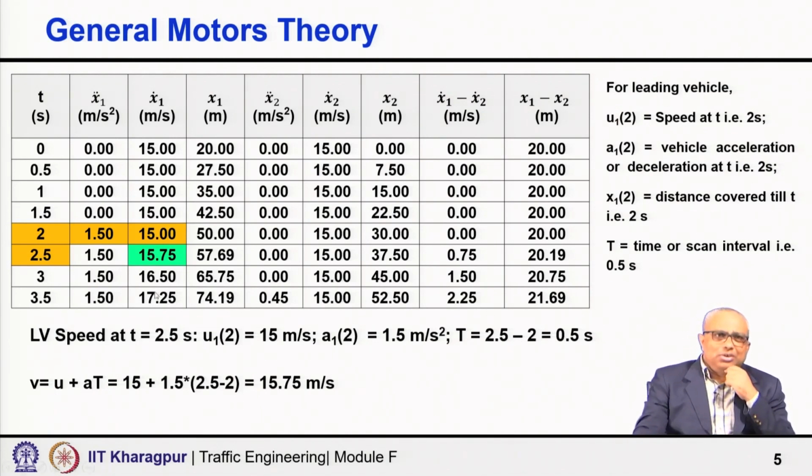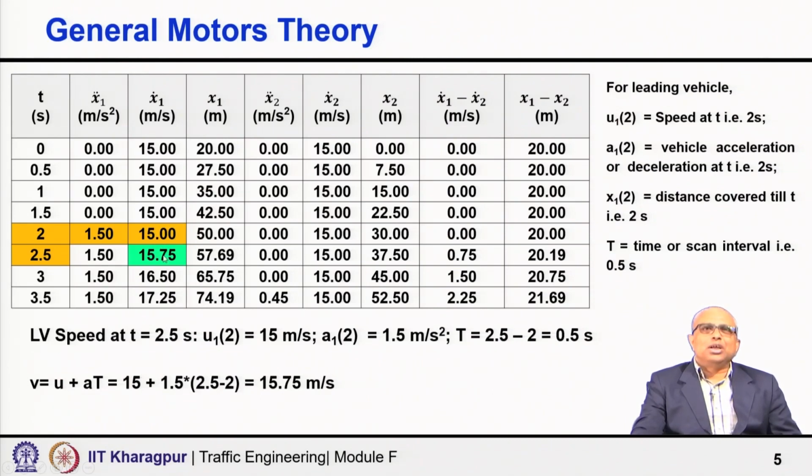So, how to calculate the remaining values? I am showing you one calculation. Suppose at t equal to 2.5, how can we get the x 1 dot, leading vehicle speed? The cell which we are going to calculate, I have indicated in green. We are going to use a simple formula which you all know, V equal to u plus a t. Here we are talking at t equal to 2.5 seconds, what is going to happen?